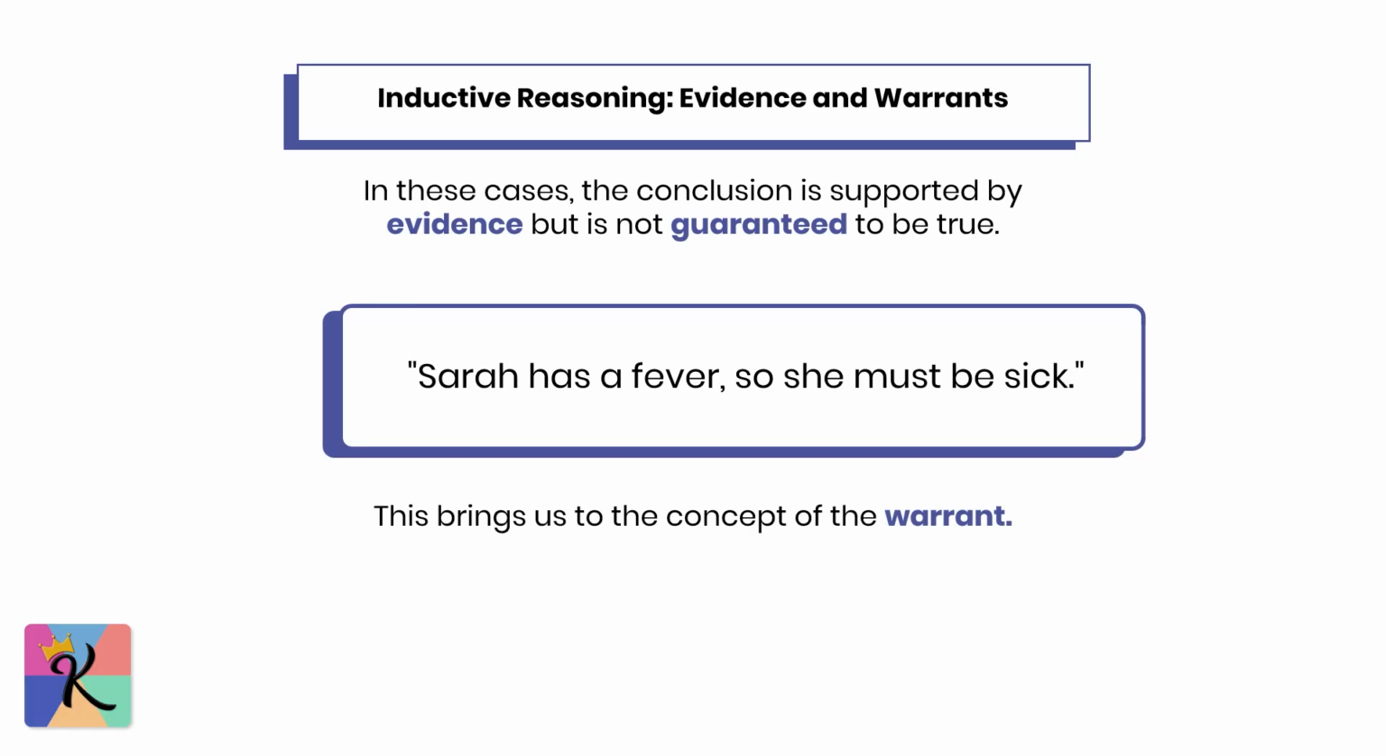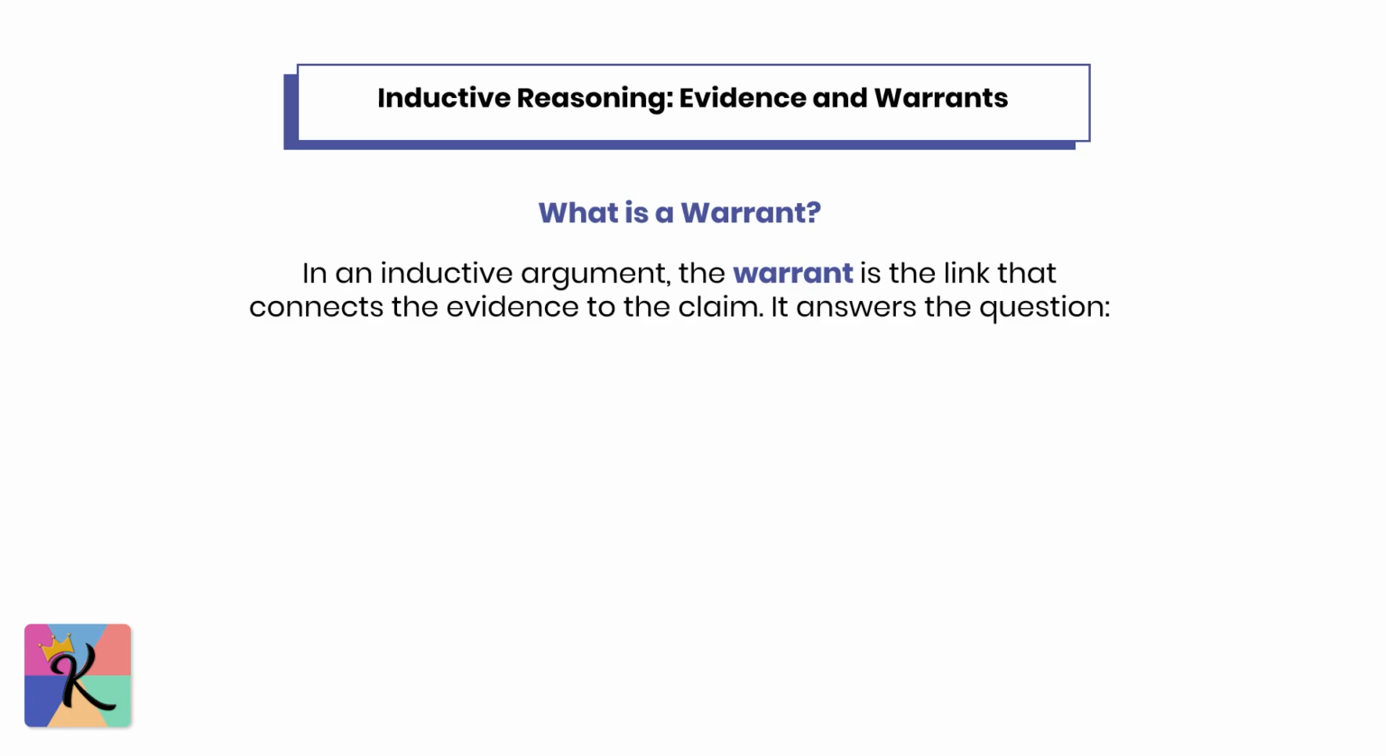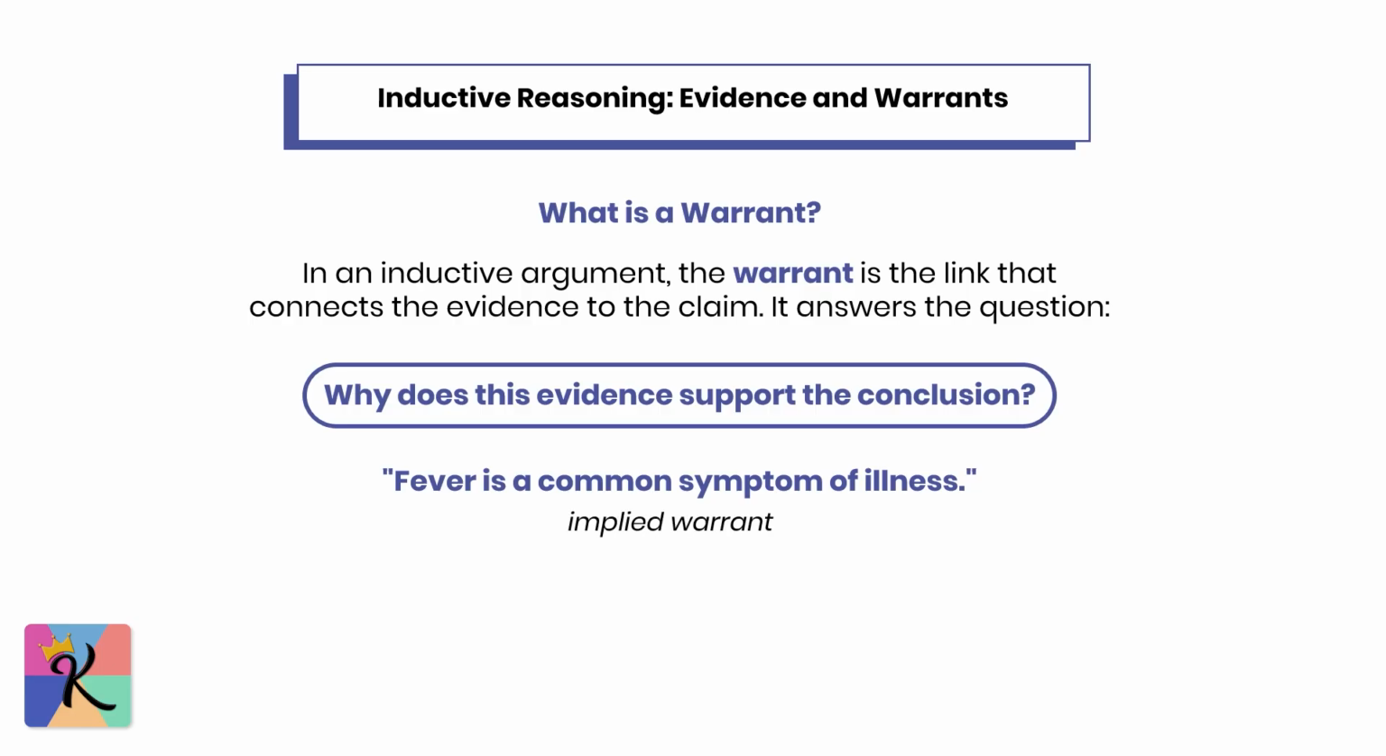This brings us to the concept of the warrant. What is a warrant? In an inductive argument, the warrant is the link that connects the evidence to the claim. It answers the question, why does this evidence support the conclusion? In our example, the warrant would be, fever is a common symptom of illness. Sometimes, the warrant is not explicitly stated, making it an implied warrant. When answering CARS questions, you might be asked to identify or evaluate the strength of these implied warrants.